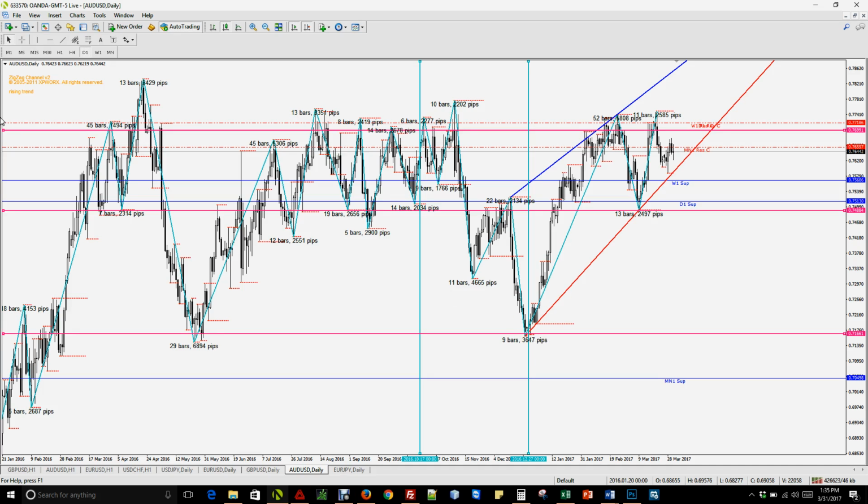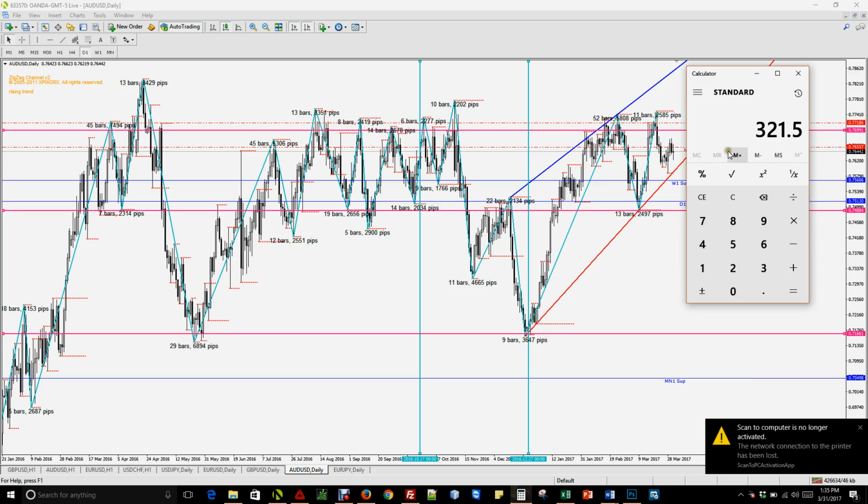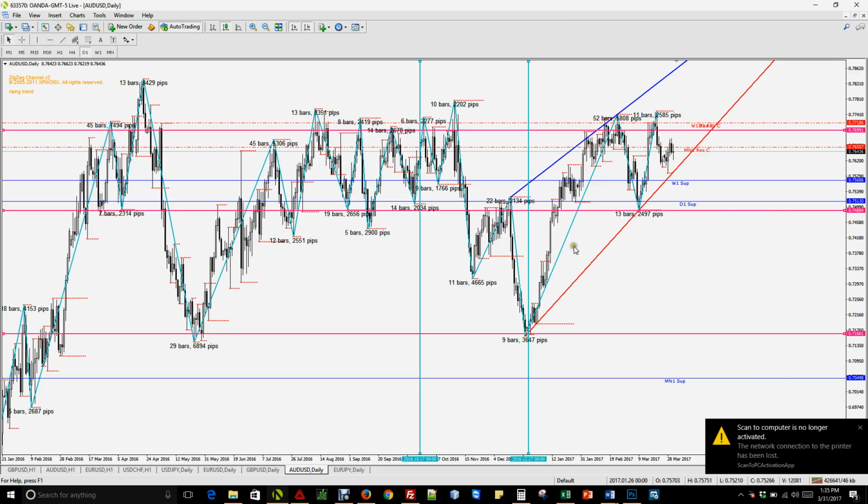If we grab this crosshair tool, here was roughly where you'd enter, and you take it on down to here. You're looking at roughly 3,179 points, and since this is 5 decimal places, that's right around 321 pips of gained profit.